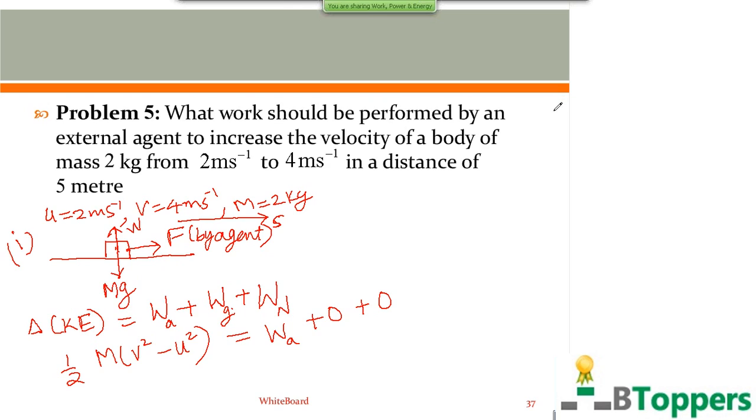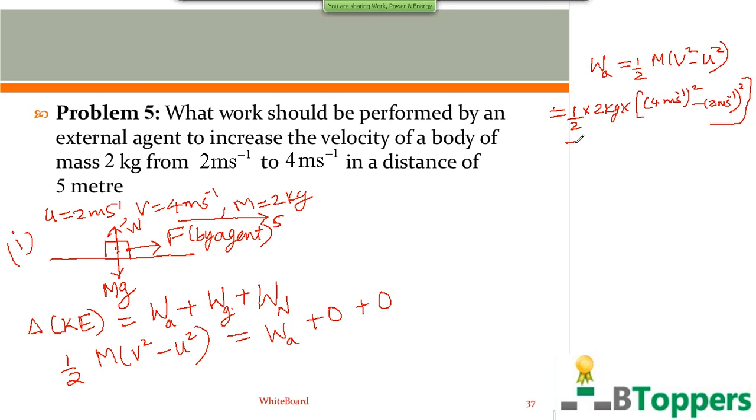So the work done by the agent on the body is equal to half m into v square minus u square. The mass m is given to be 2 kg. The magnitude of the final velocity is 4 meter per second. The magnitude of the initial velocity is 2 meter per second. We can simplify this. So the work done by the agent on the body for the first part of the question is 12 joules. So for the first part of the question, the answer is 12 joules.